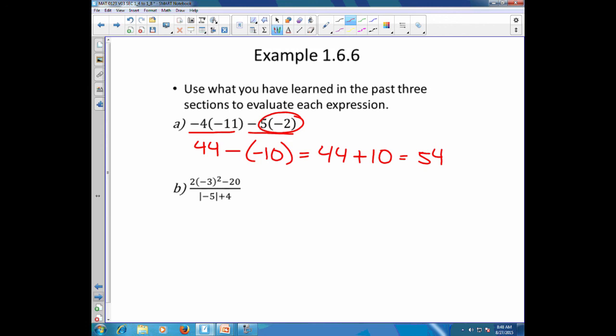Now here on the bottom, on part B, we've got to think a little bit more about order of operations here. We want to deal with grouping symbols first, so let's do the numerator and denominator separately, and then we'll divide the answers.